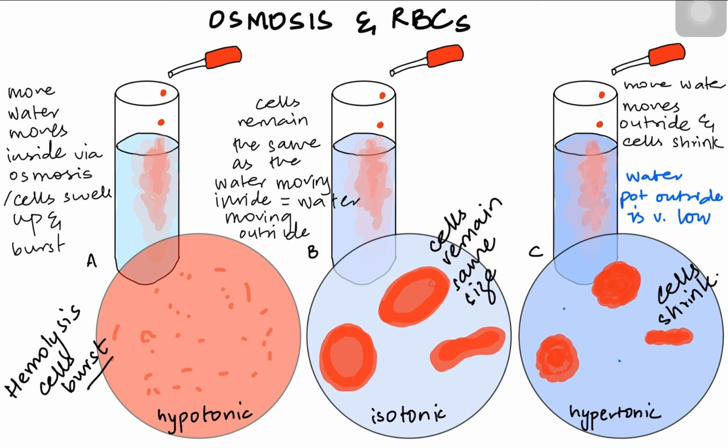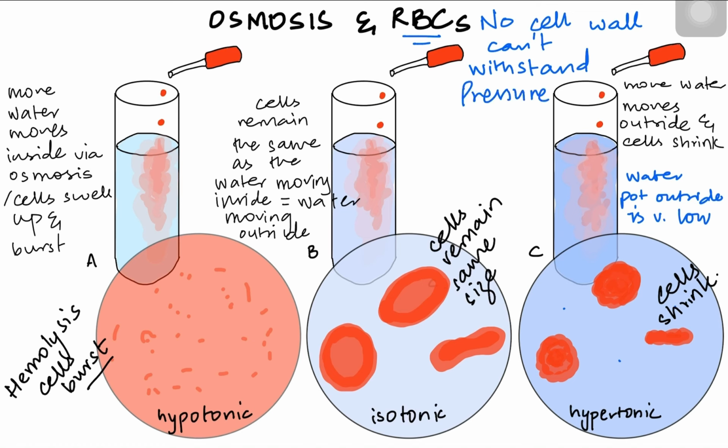And this all happened because the red blood cells had no cell wall and they can't withstand the high pressure. They are not like plant cells which can handle turgor pressure. They don't have cell wall, so either they burst or they shrink depending on the water potential.